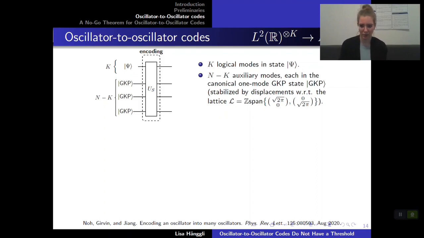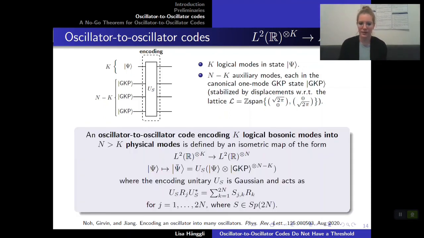So the dimension of this code is 1, which means that it is not an actual stabilizer code because it cannot even encode 1 qubit. So it's rather a stabilizer state. So now, an oscillator-to-oscillator code encoding k logical bosonic modes into n physical modes is defined by a Gaussian encoding unitary U_S, which in turn is determined by a symplectic matrix S via its action on the mode operators.